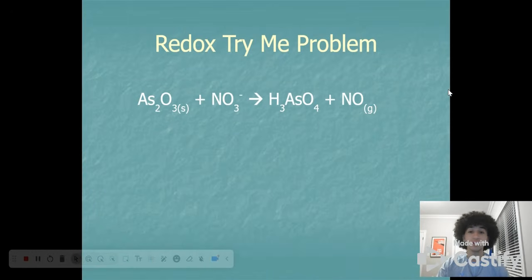Your turn. Now let's see if you can handle this one on your own. This one is a bit more complex, since arsenic oxide has 2 arsenic atoms, and you'll need to deal with some tricky balancing. Pause the video and try it. Come back when you're ready, and I'll walk you through the full solution.